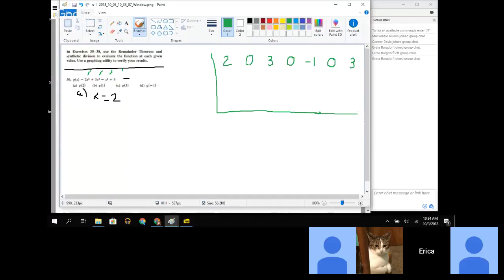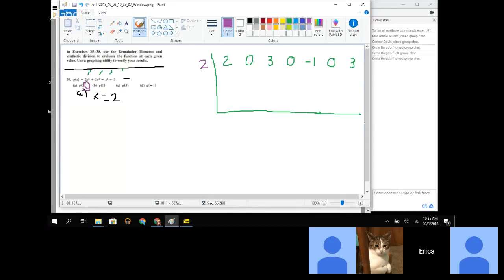Okay, so we would set it up like this. And since we're using synthetic division and we're not sure what we're dividing by, what we can do using something called the remainder theorem is if we want to solve for g of 2, we make our k value equal to, not 3, we make it equal to 2.